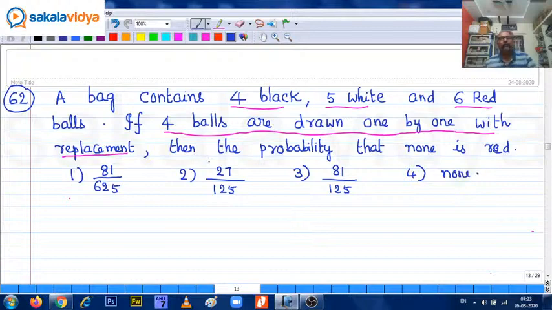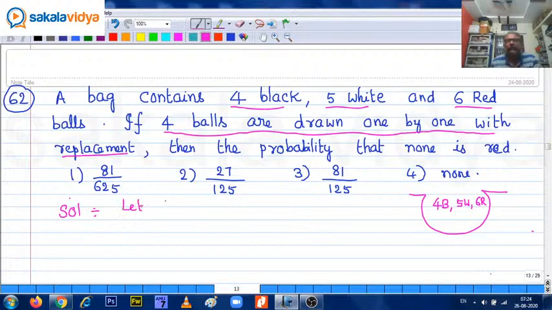Okay, a bag contains 4 black and 5 white, 6 red balls. If 4 balls are drawn one after one with replacement, the probability that none is red. None is red. So that means actually what we need to do here, see. Solution. A bag contains 4 black, 5 white, 6 red.